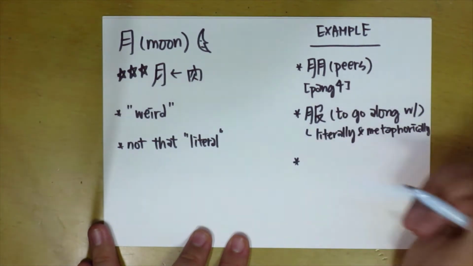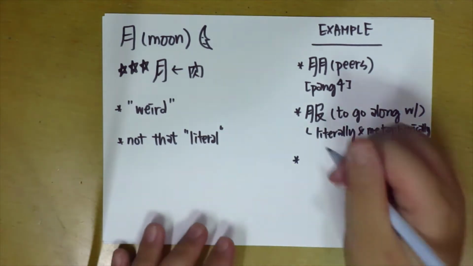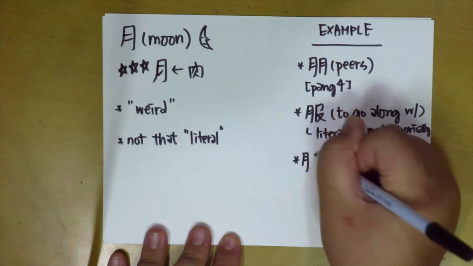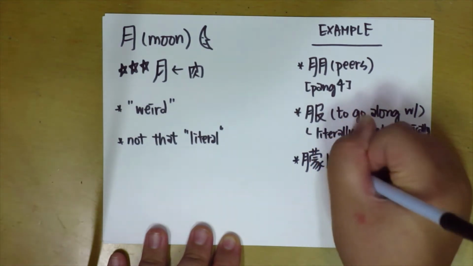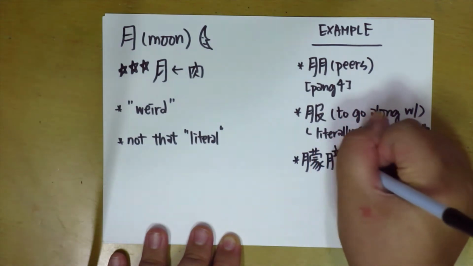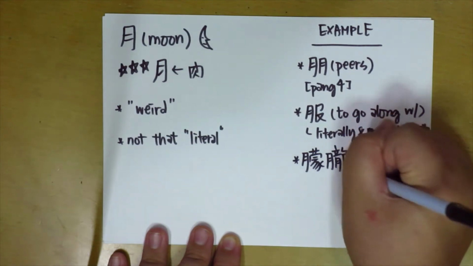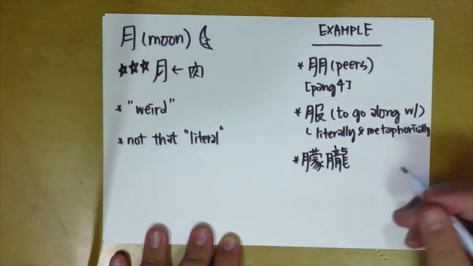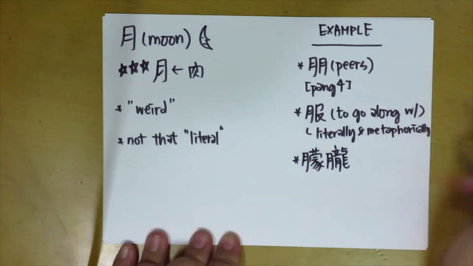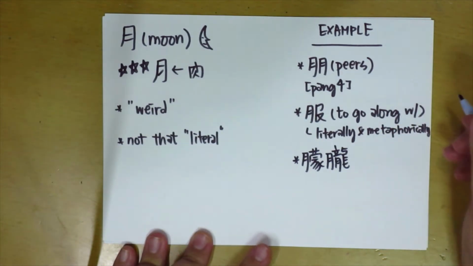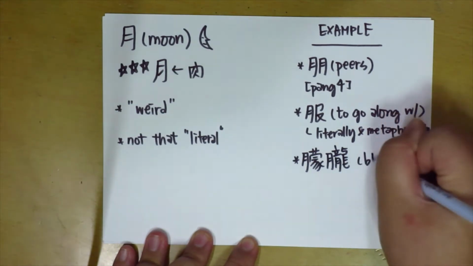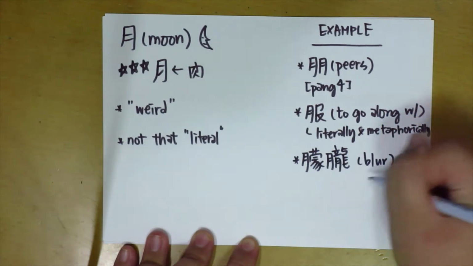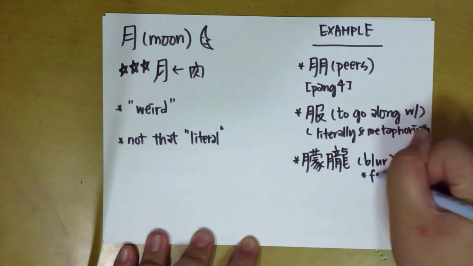The last 2 characters are actually a pair. So it is quite a difficult kind of pair. And it is mông long. Both of them are in the 4th tone, so it's kind of tricky to pronounce. What is this? Well, actually it means blur. But in a fancy way.